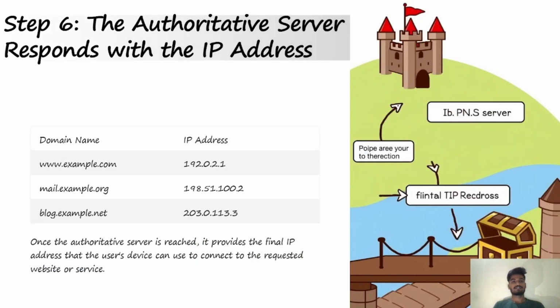Step 6. The authoritative server responds with the domain name and IP address. Domain names like www.example.com, mail.example.org, and blog.example.net, and the IP addresses of these domain names are 192.0.2.1, 198.51.100.2, and 203.0.113.3. These are the IP addresses for these domain names that we use in the server. Once the authoritative server is reached, it provides the final IP address that the user's device can use to connect to the requested website or service.